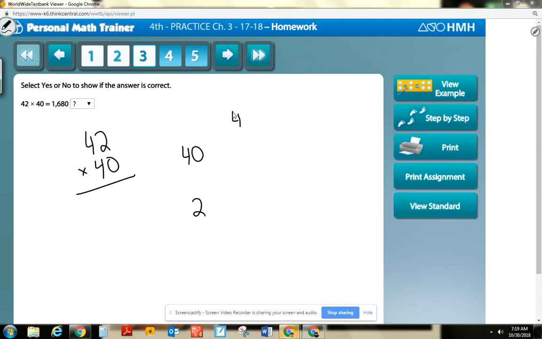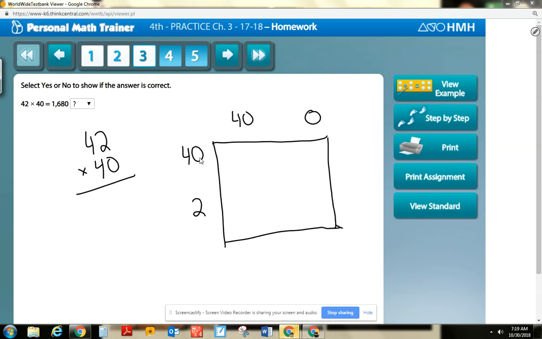42 times 40, and we're using that partial product method, that window method. And you'll notice that I used expanded form for 40 and then for 2. And then for the 40, I still put that 0 in the ones place. You don't have to because it's going to be nothing here, but it's good practice. All right, so 40 times 40 is 1,600. See the 2 zeros. 2 times 40, 2 times 4 is 8. Move the 0. You see how I'm underlining my basic facts? You need to be doing that. It will really help you.